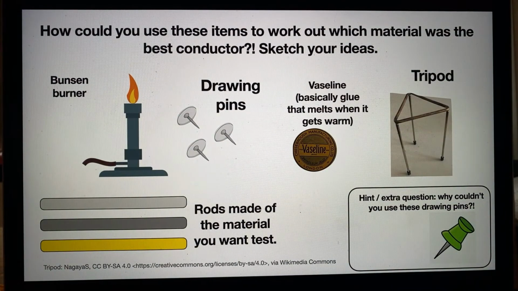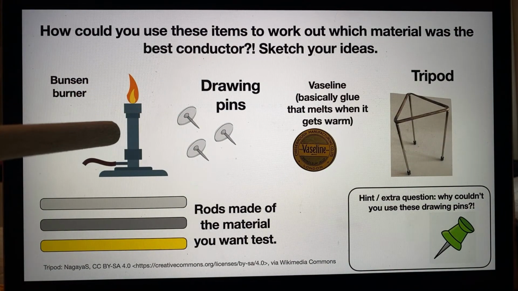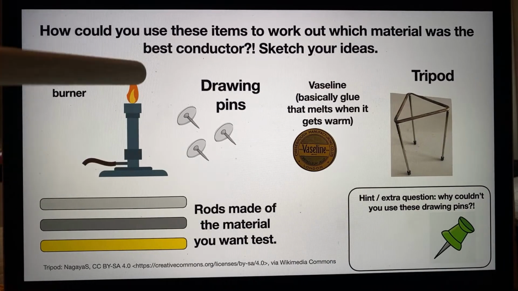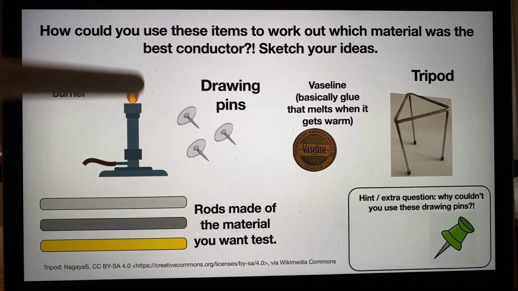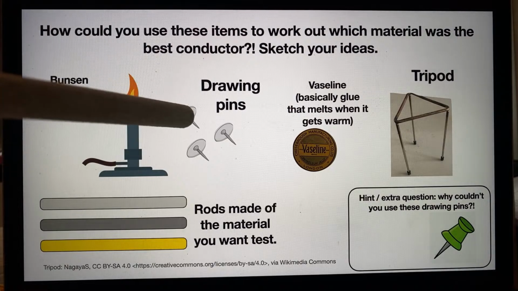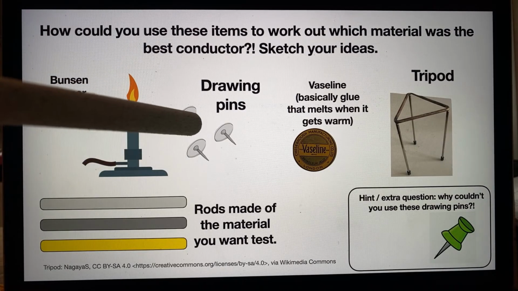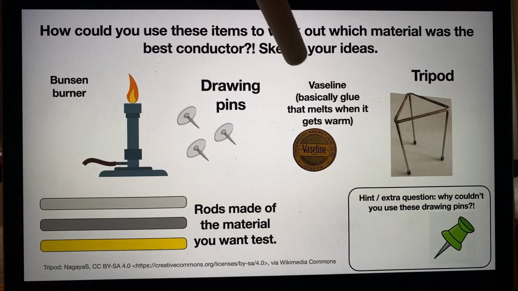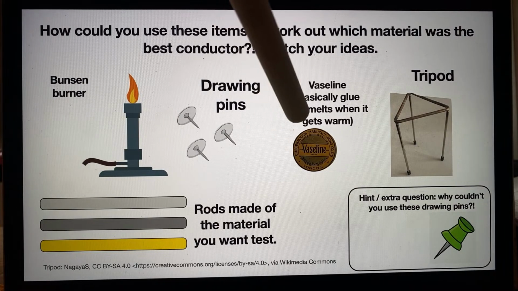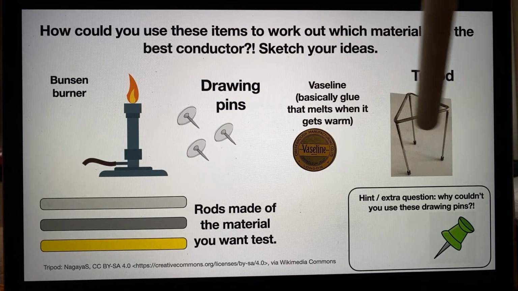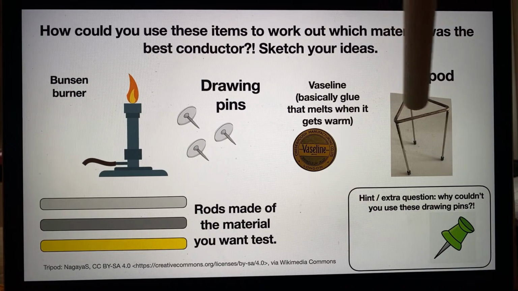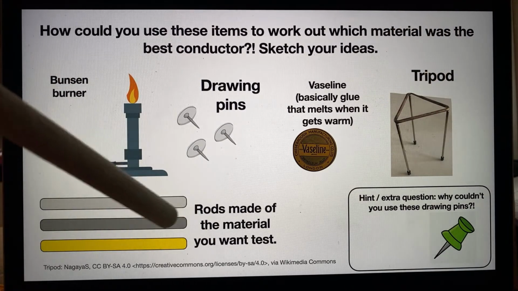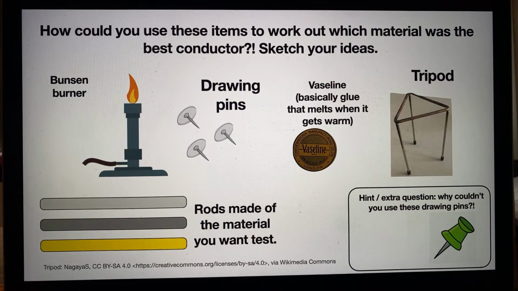So imagine you've got a Bunsen burner on the desk in front of you, connected to a gas tap, with a nice steady flame burning. You've got some drawing pins, these boring metal drawing pins. A tub of Vaseline, which is basically glue that melts when it gets warm. You've got a tripod, a stand to put stuff on. And you've got some rods made of the materials that you want to test.